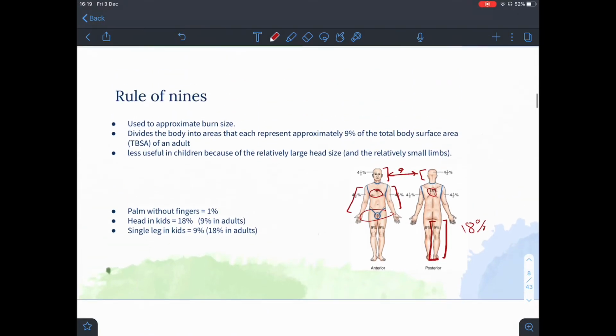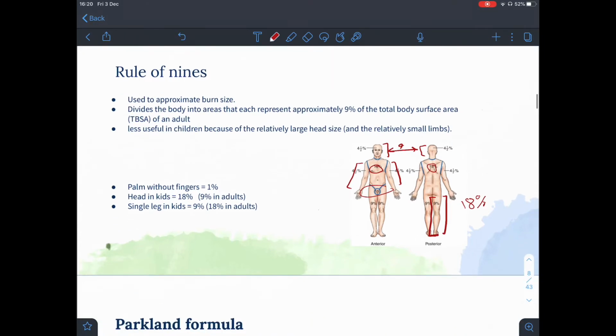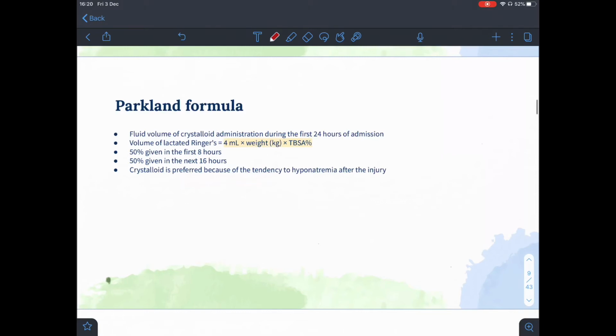مهم تعرفونها وتحفظونها وتعرفون تحسبونها، عشان في أغلب الأسئلة هيقول لك إنه مثلا البيرن كذا كذا كذا، بعدين طالعين حسابات ثانية تعتمد عليها أقصد ال TBSA. ف very important to know. And then we have the Parkland formula، هي نحسب فيها الفلويد فوليوم اللي نحتاج نعطيه للبيشنت في أول 24 ساعة of admission.